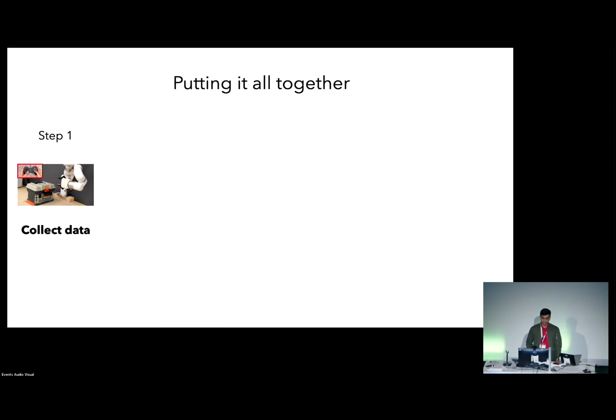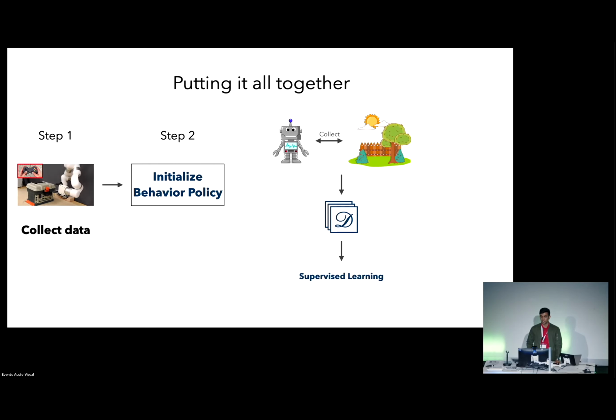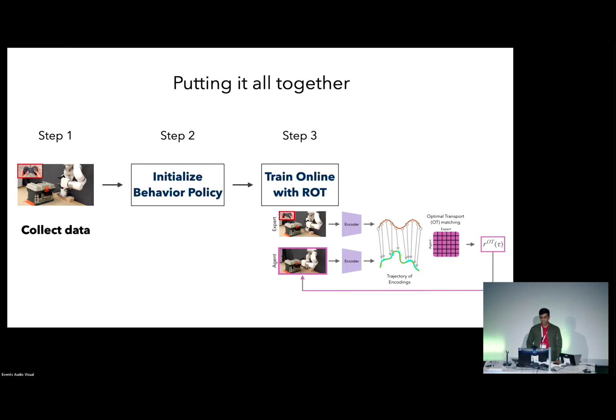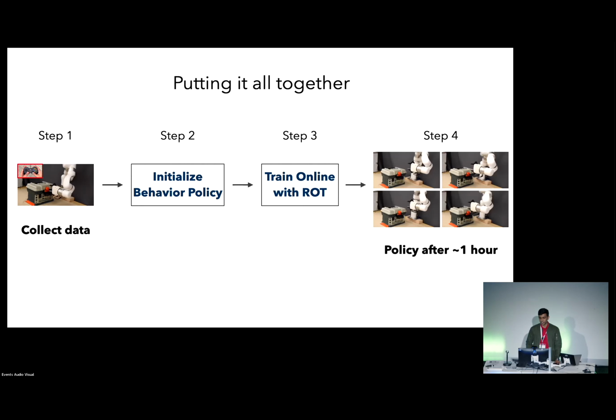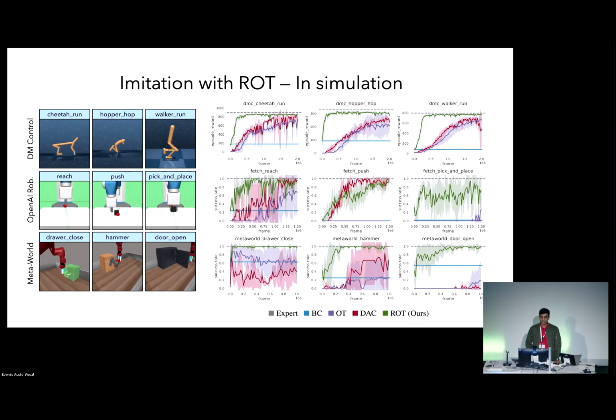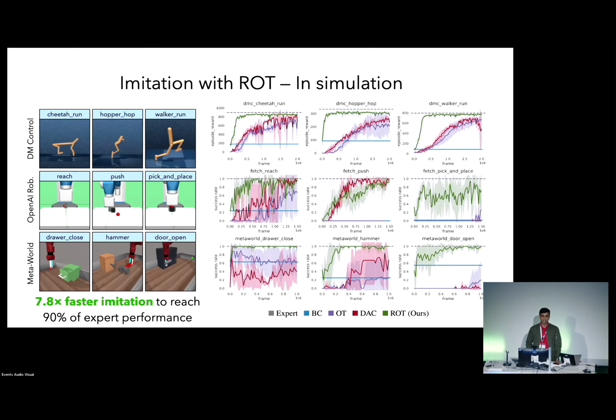So putting it all together, we start with collecting a single expert demonstration. We initialize a behavior policy using behavior cloning. We fine-tune this behavior policy online with ROT, and we continue this online fine-tuning for an hour to obtain a policy which generalizes to unseen initializations. We evaluate our approach on 3 environment suites: DM control, OpenAI robotics, and the MetaWorld benchmark. These are our results, and we observe 7.8 times faster imitation as compared to prior work.